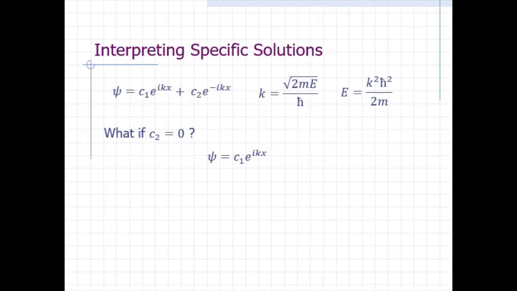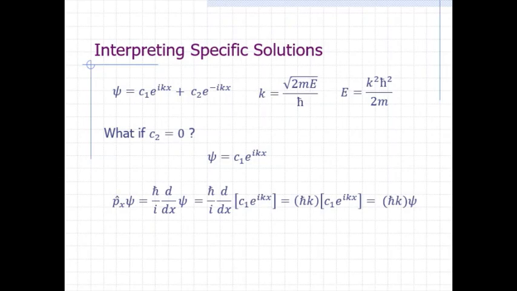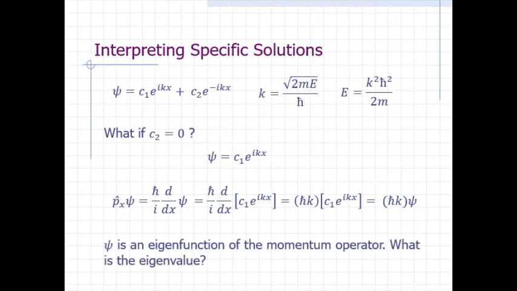Let's apply the momentum operator p sub x hat on psi. This means take the derivative of psi with respect to x, then multiply by h bar over i. Substituting c1 times e to the ikx for psi, we get h bar k times c1 times e to the ikx, or h bar k times psi. In other words, psi is an eigenfunction of the momentum operator. What is the eigenvalue? The eigenvalue is h bar k.